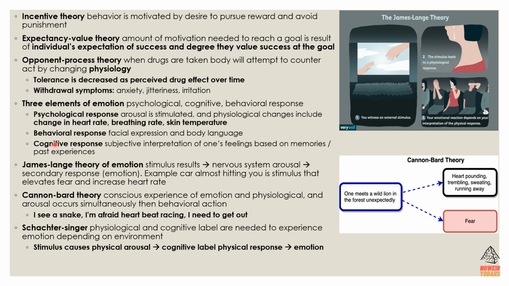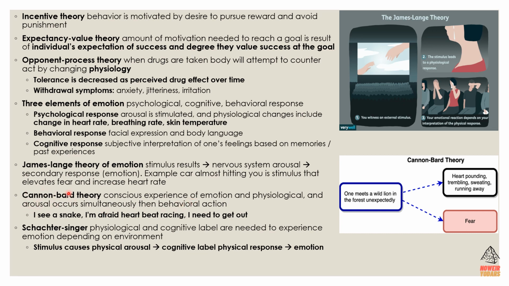Don't forget that. Next we have James-Lange theory of emotion, in which a stimulus is activated, and then the nervous system is aroused, and then this triggers a secondary response, an emotion. For instance, you see a really sad movie, okay, so the nervous system is aroused, it receives that info, and then it expresses a secondary response, emotion of sadness, for instance, or emotion of happiness, or tears, something like that. So also an example is a car hitting you is a stimulus, elevates fear and increases heart rate.